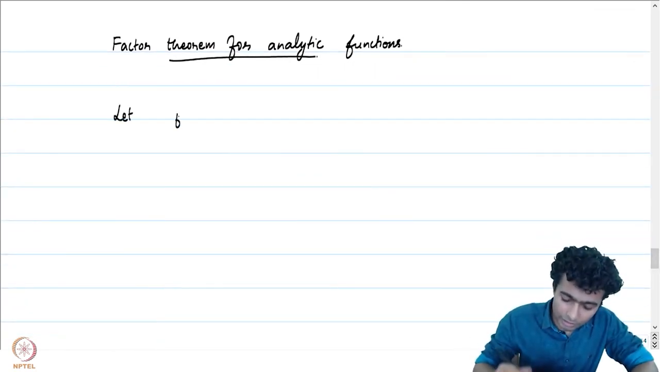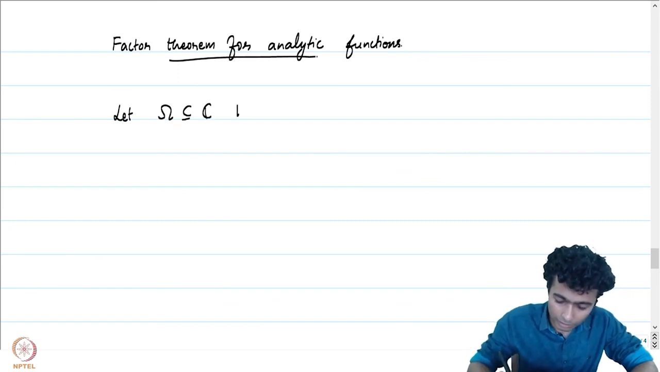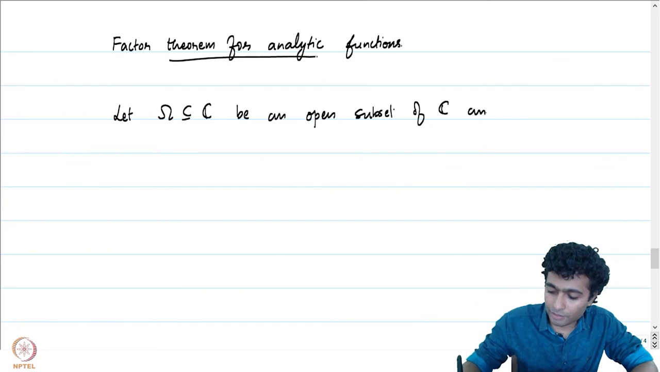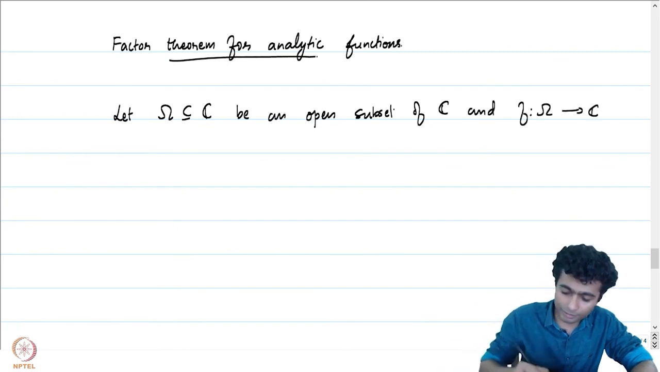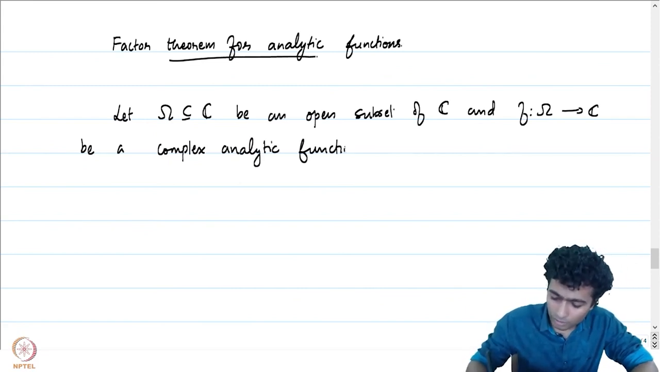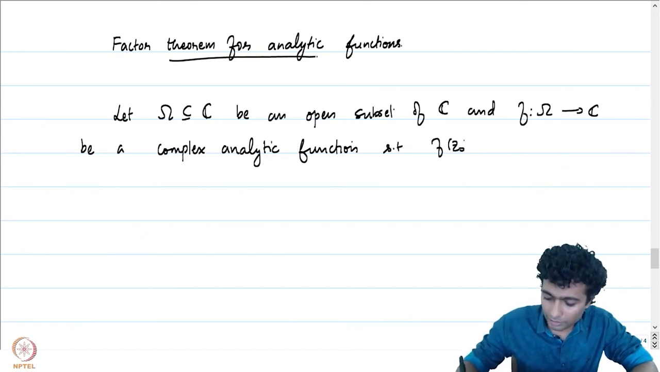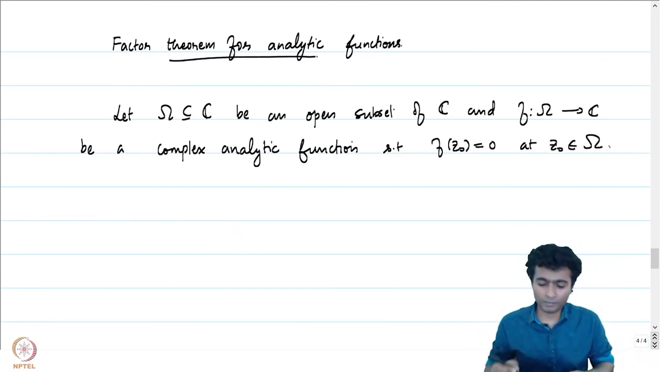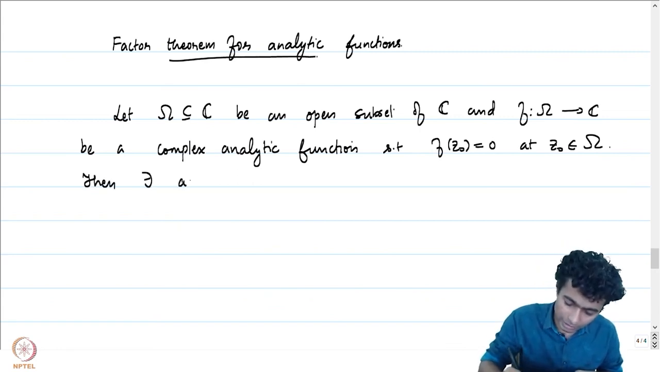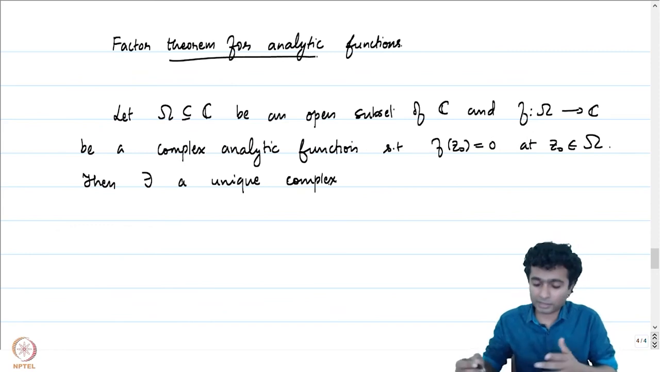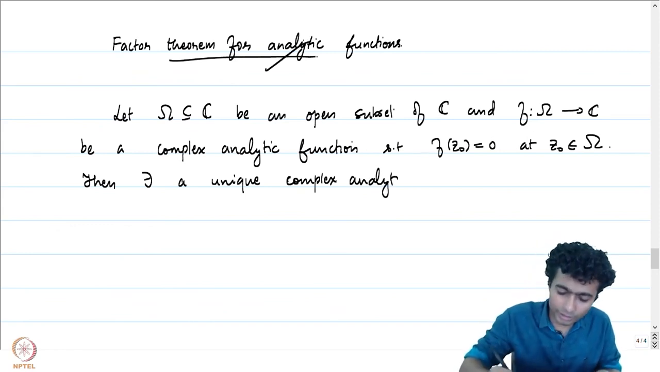Let omega be an open subset of the complex plane, and f from omega to C be a holomorphic function or a complex analytic function. Let me use the term complex analytic a couple of times so that we get used to it, such that f of z0 is equal to 0, it vanishes at a point z0 in omega. Then there exists a unique analytic function. I will slowly stop writing complex analytic and just write analytic functions.